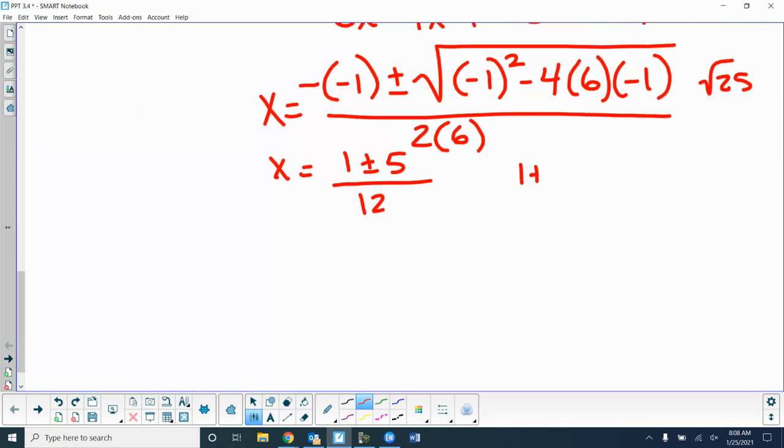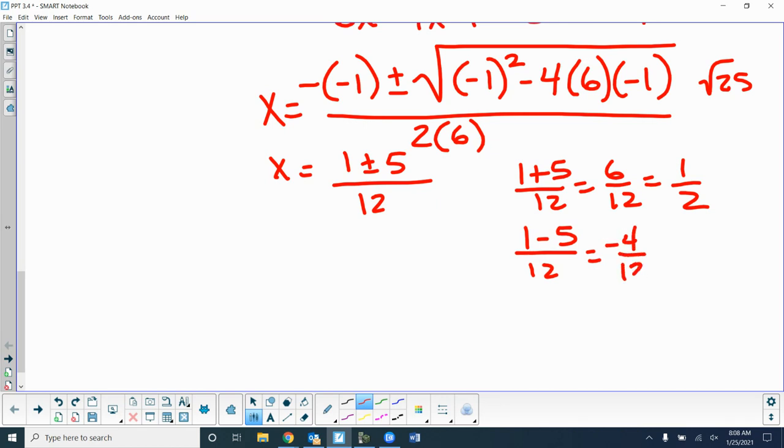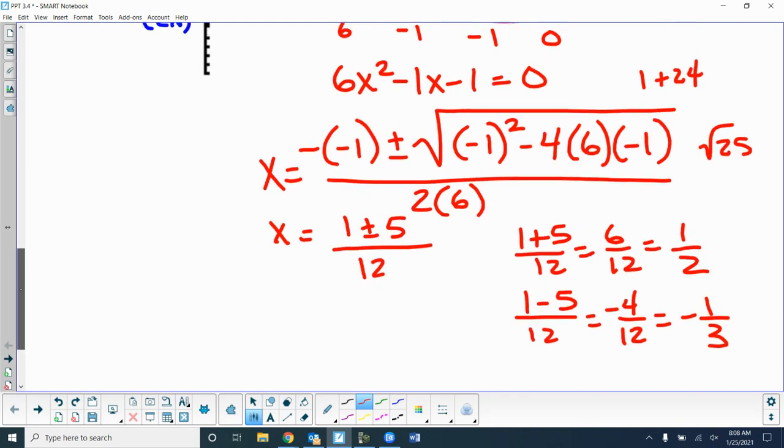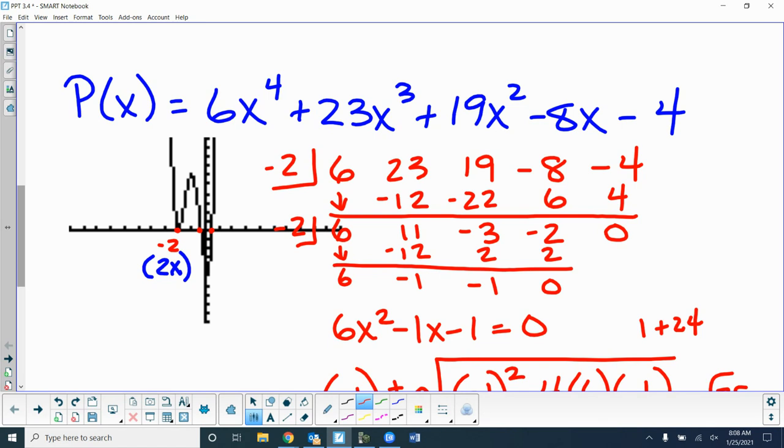1 plus 5 over 12 is 6 over 12, which is 1/2, right? And then 1 minus, I'll do it over here. One minus 5 is -4 over 12, which is -1/3. Okay? So this one here is a -1/3, and that one there is positive 1/2. So there's my -2 twice, -1/3, and 1/2.